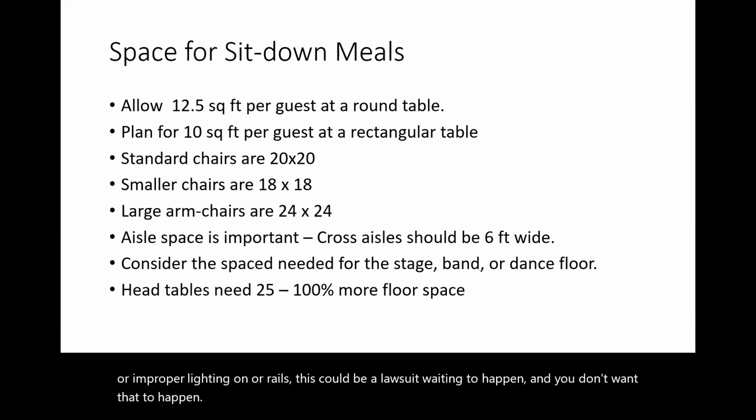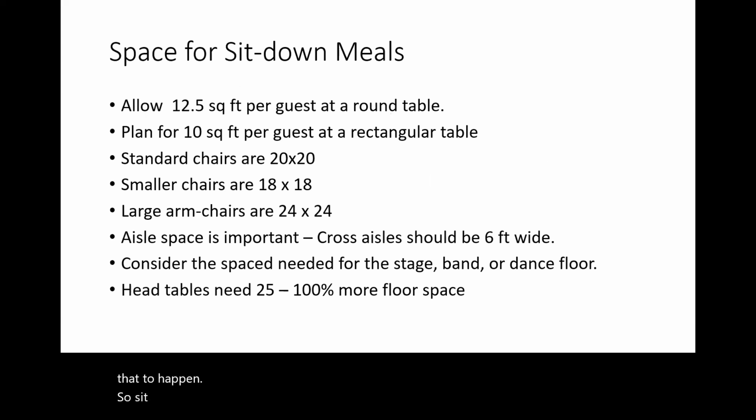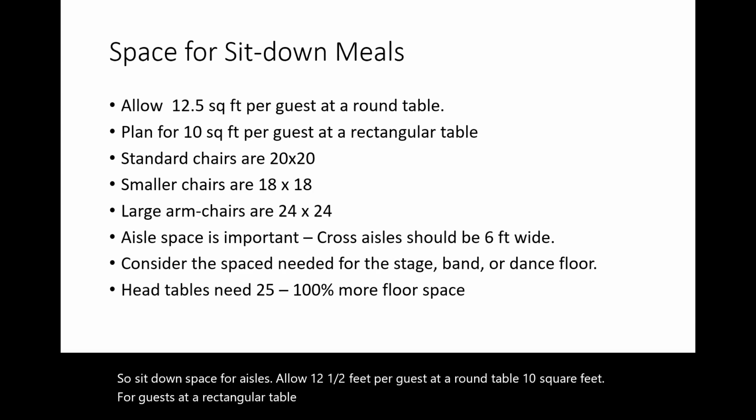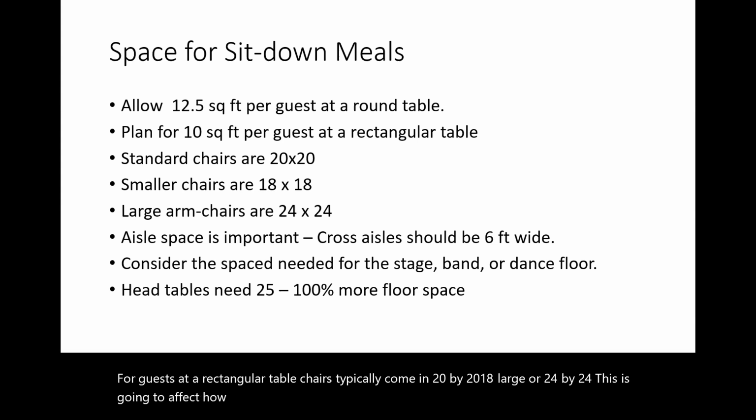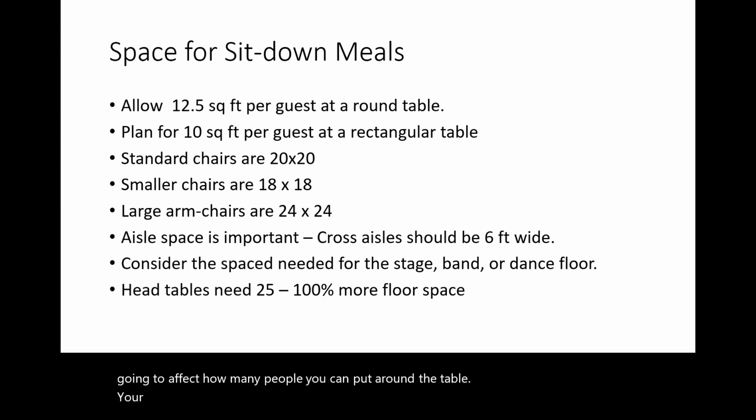So for sit-down space and aisles, allow 12.5 square feet per guest at a round table, 10 square feet per guest at a rectangular table. Chairs typically come in 20 by 20, 18 large, or 24 by 24. This is going to affect how many people you can put around a table. Your cross aisle should be 6 feet wide.